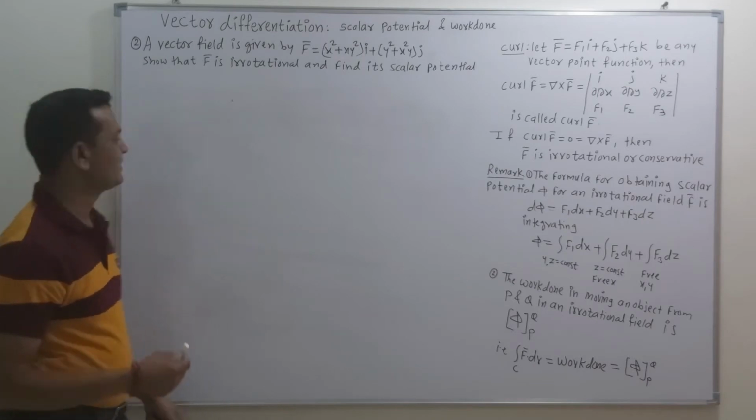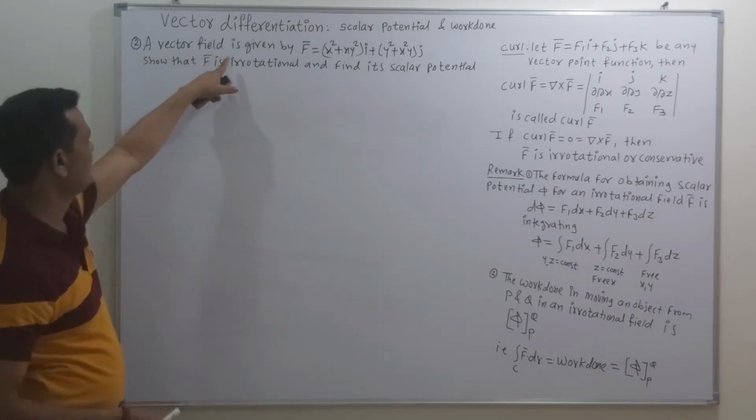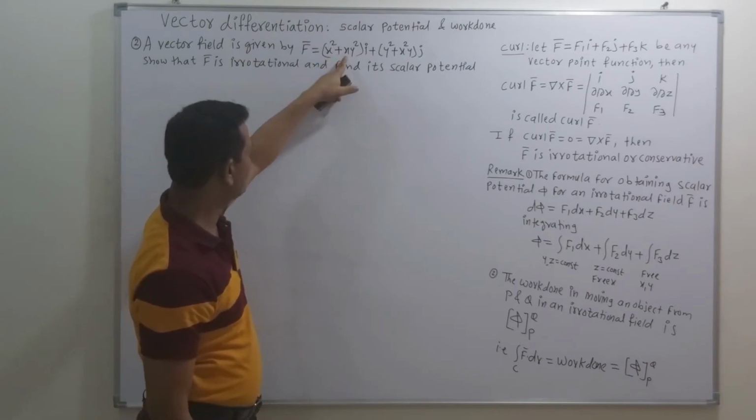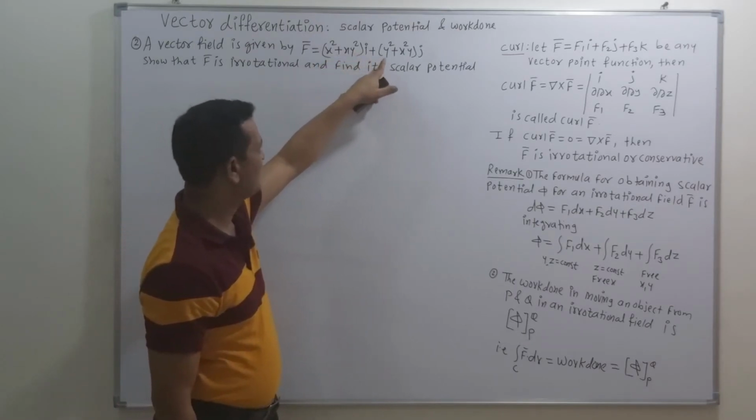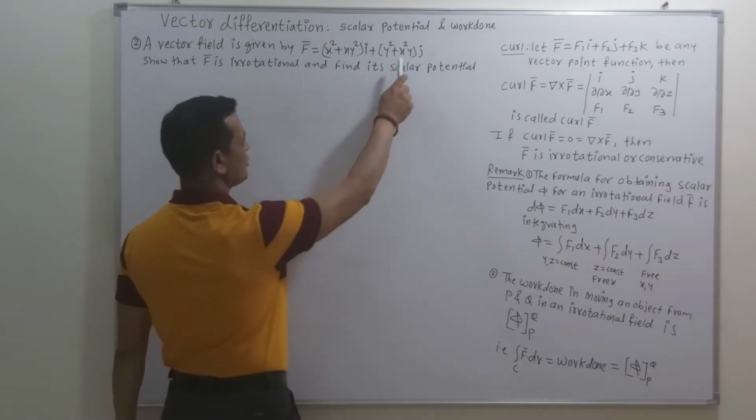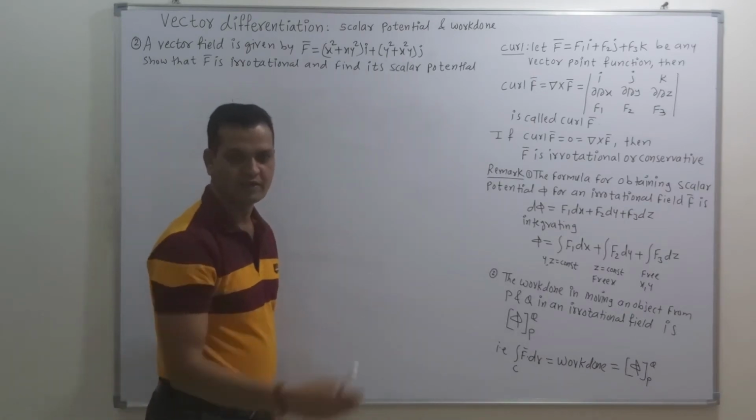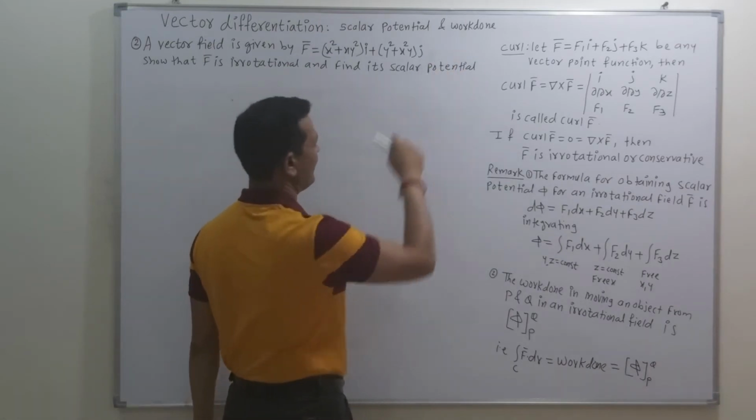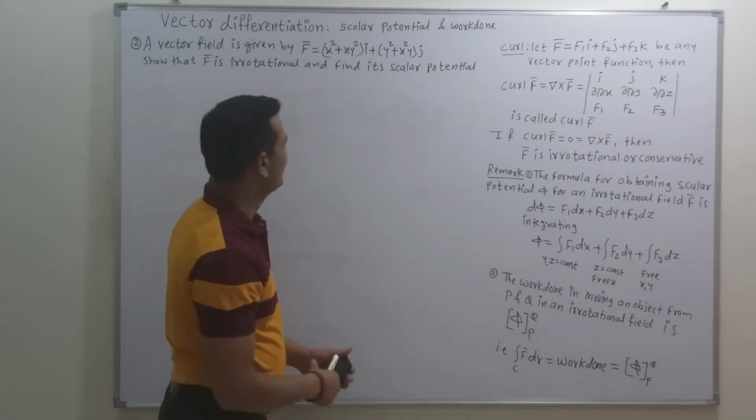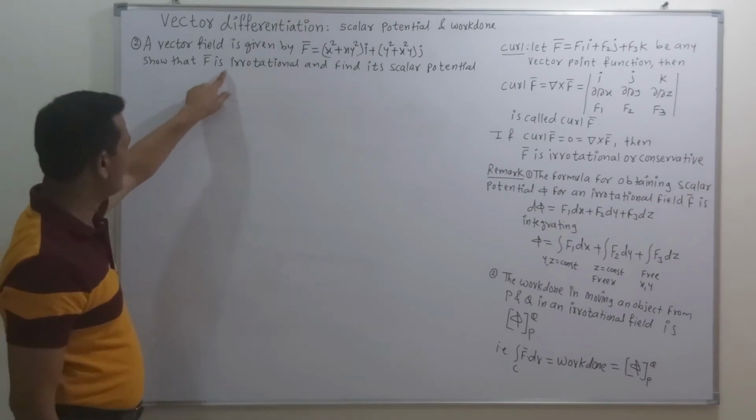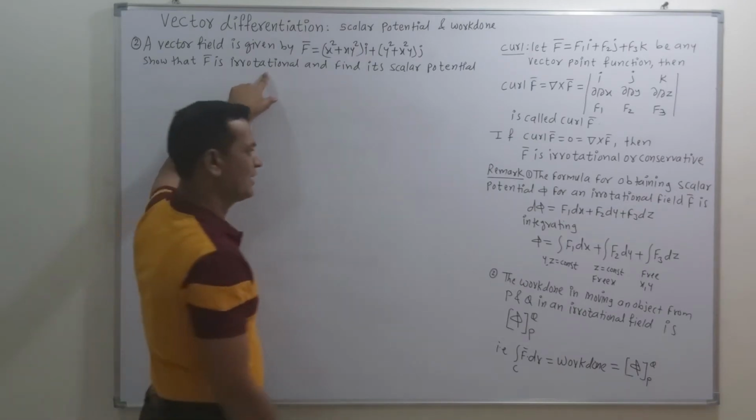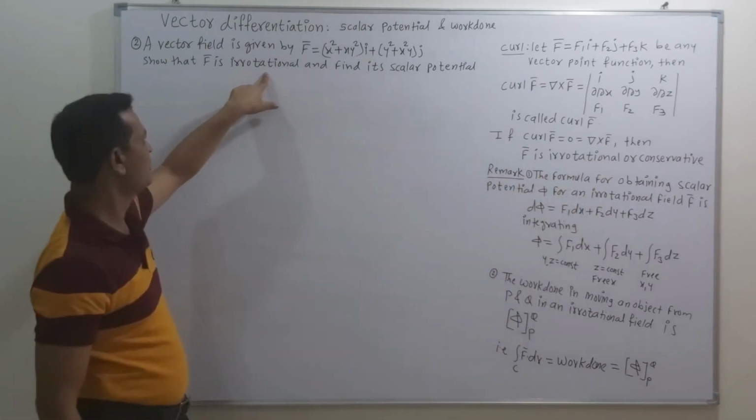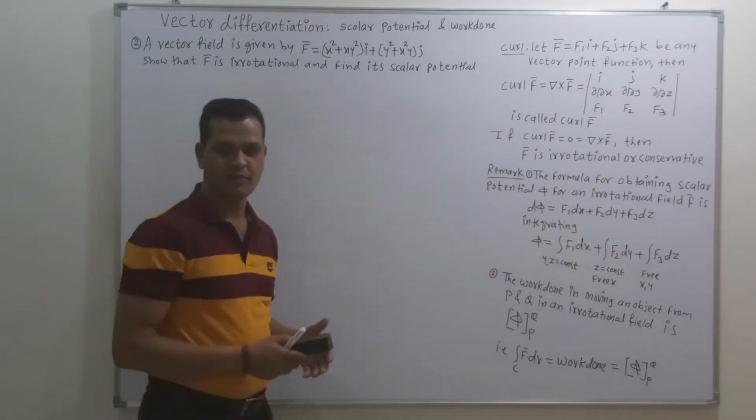Now friends, the second example: a vector field is given by f bar which is x square plus x y square i plus y square plus x square y into z. The third term having the coefficient of the vector along the z axis is absent. Then show that f bar is irrotational. To show that f bar is irrotational, that means show that del cross f bar is 0, or curl of f bar is 0, and then afterwards find out the scalar potential.